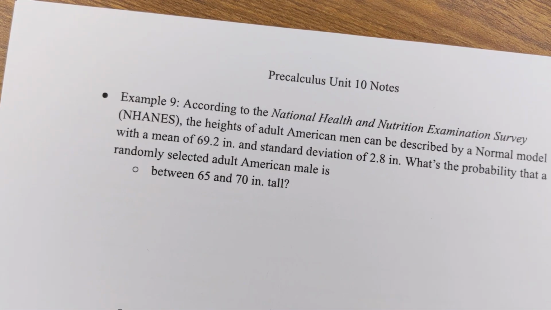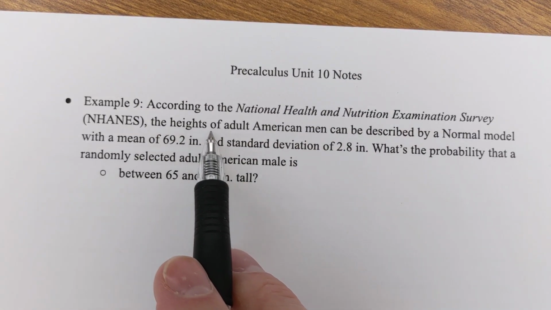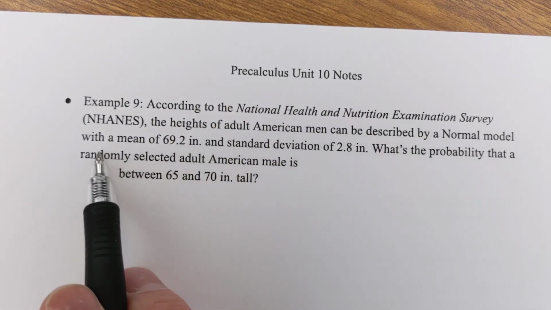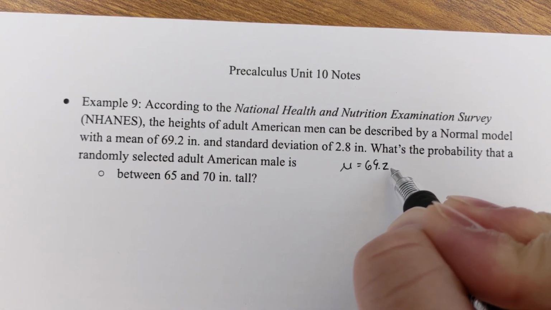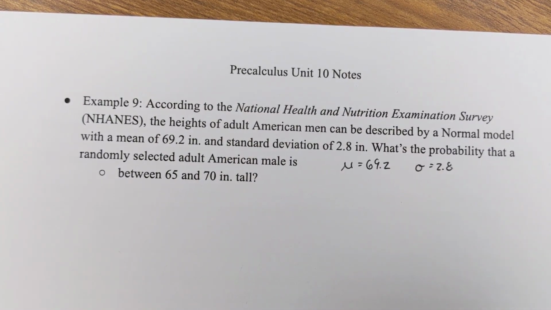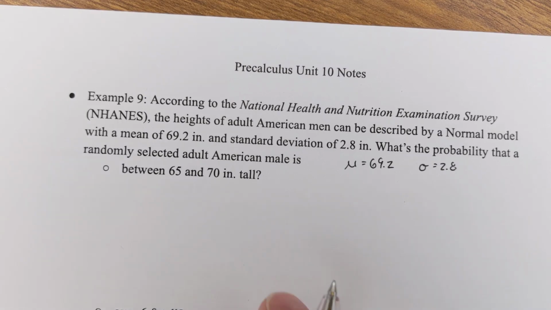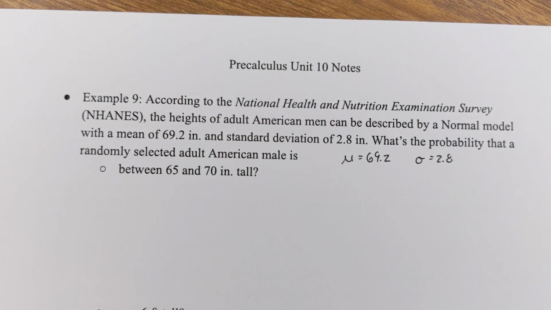Okay, so number 9 here. According to the National Health and Nutritional Examination Survey, the height of adult American men can be described by a normal model with a mean, so there's our mu, of 69.2, and standard deviation of 2.8. What is the probability that a randomly selected adult male is in between these two values? So, let's see here.